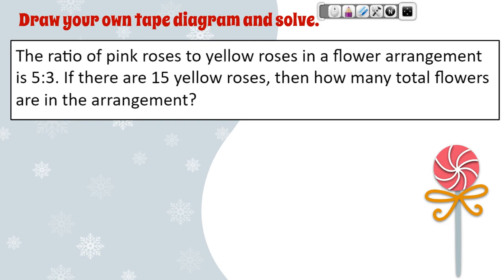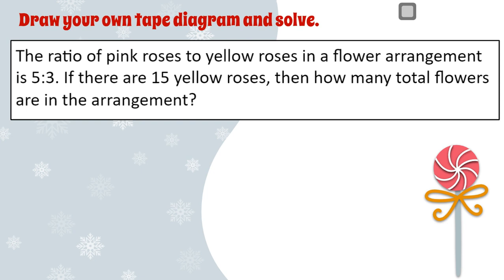All right, so this one says draw your own tape diagram and solve. So this one, I want you to try to pause the video and see if you can draw it on your own, and then you can pick back up with me. All right, the ratio of pink roses to yellow roses in a flower arrangement is 5 to 3.